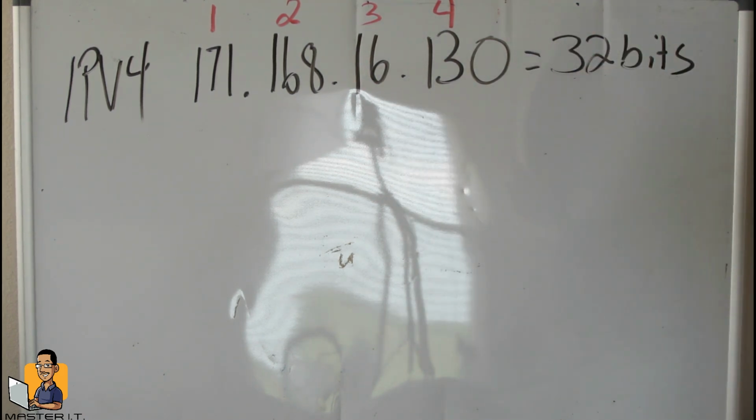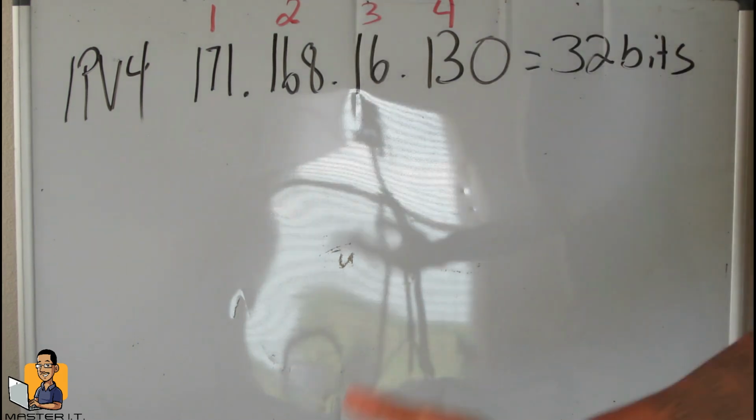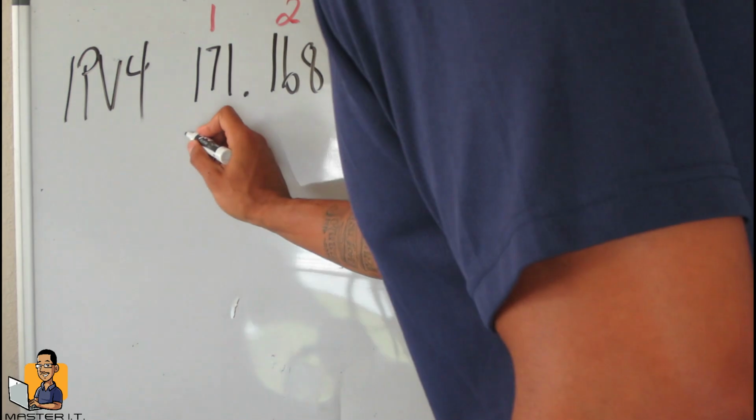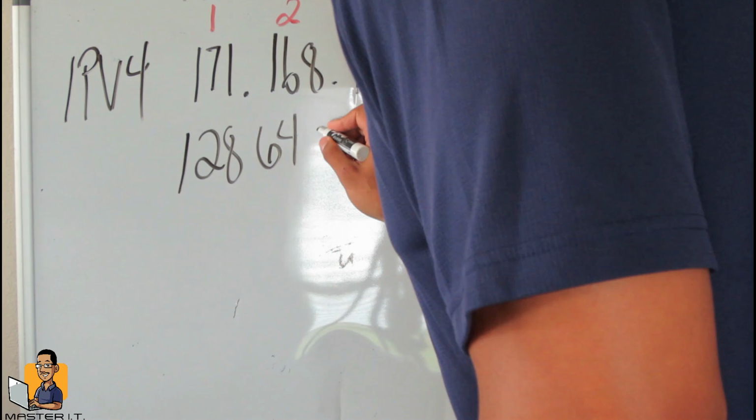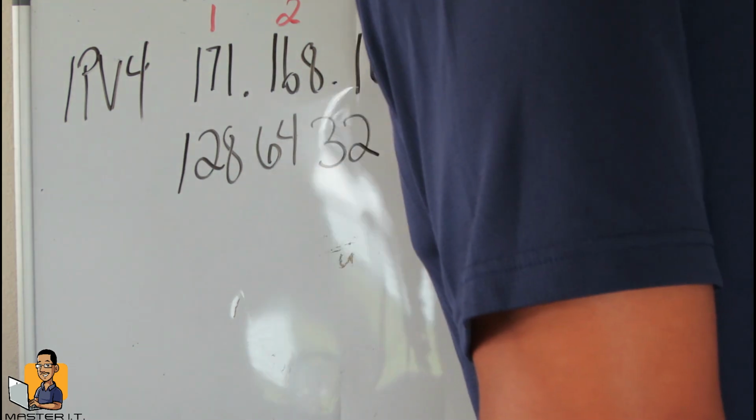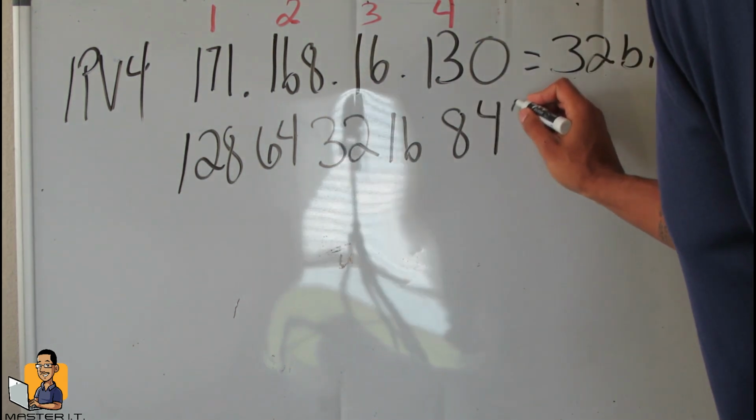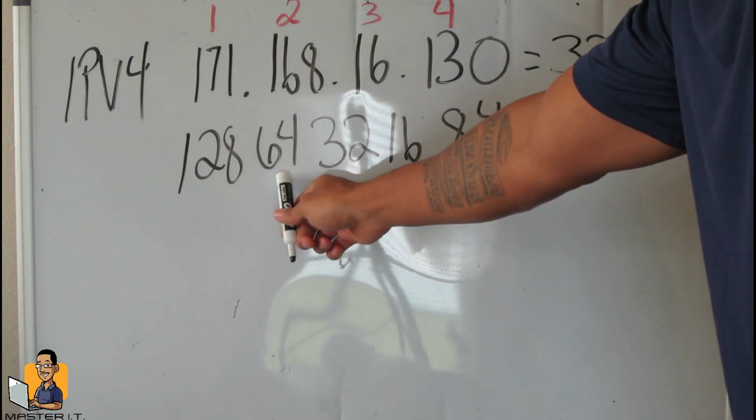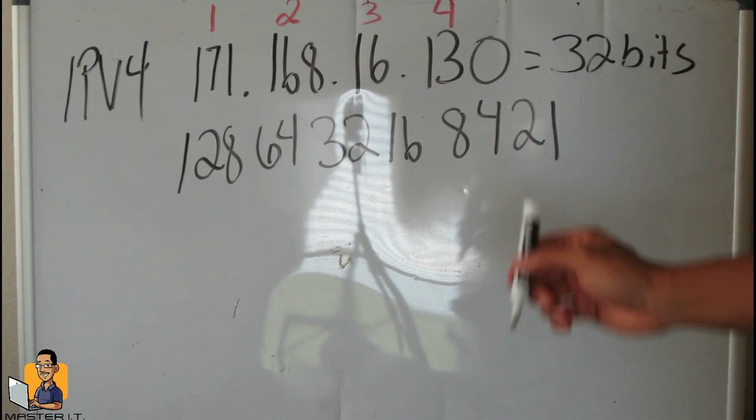Now, the next thing. Each bit has a value. There's 8 bits in every octet, and each bit has a value. Those values are 128, 64, 32, 16, 8, 4, 2, and 1. How many numbers is that? 1, 2, 3, 4, 5, 6, 7, 8.